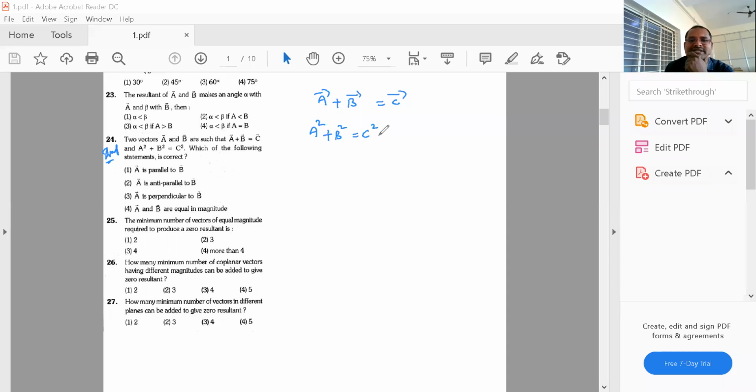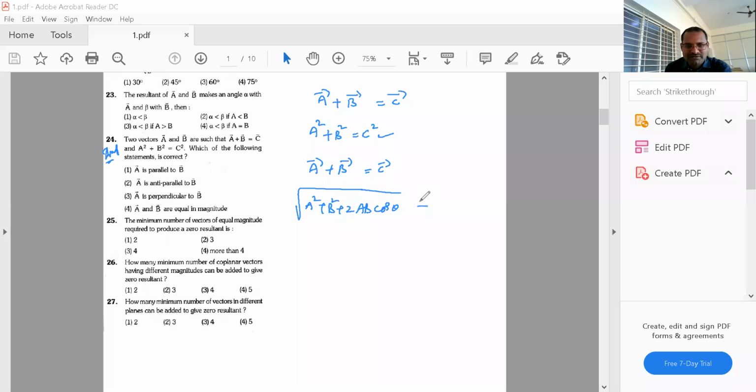See, this is the one condition they have given. Remember this condition. Now they have given that A bar plus B bar is equal to C bar. What is A bar plus B bar? A bar plus B bar can be written as root of A square plus B square plus 2AB cos theta. Yes or no? Yes, we can write. Clear? According to the triangular law of vector addition, we can write A square plus B square plus 2AB cos theta.